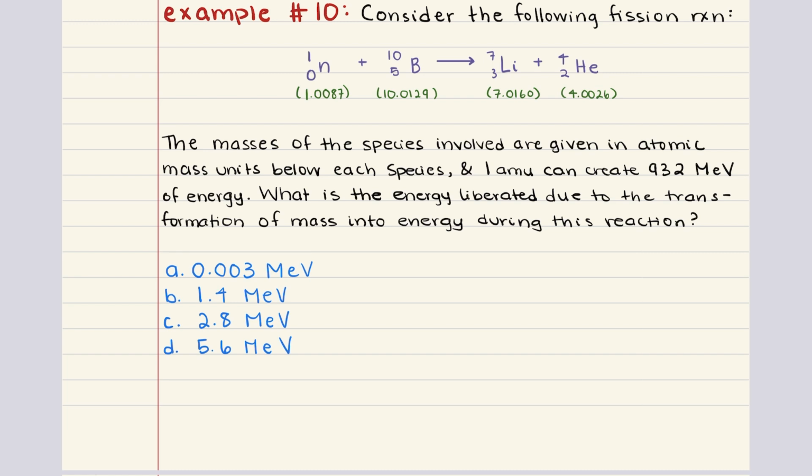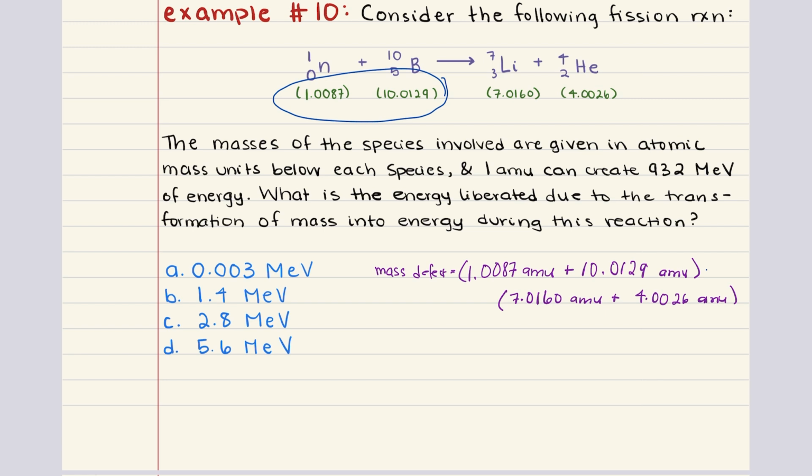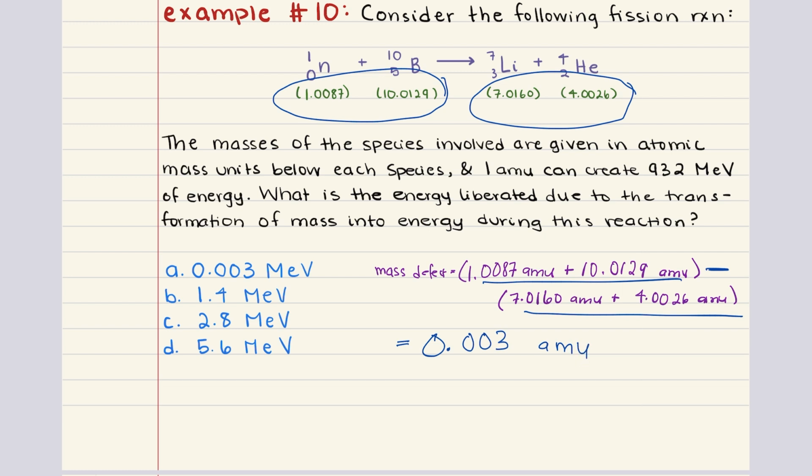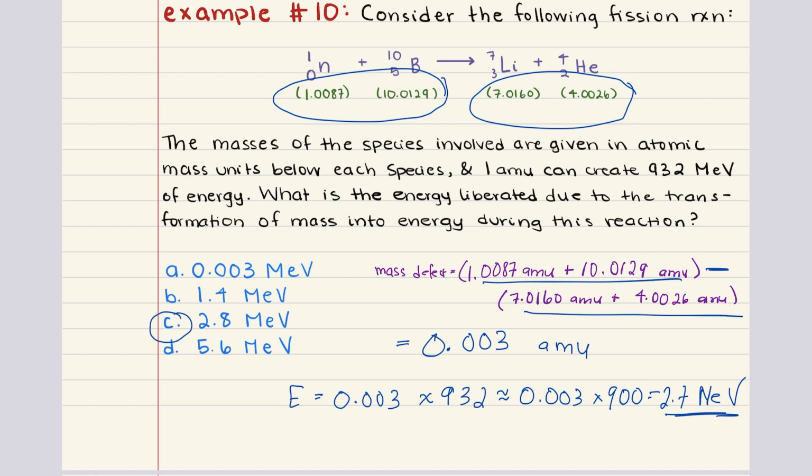We're going to calculate the mass defect, and we're going to do that by summing up the mass of the reactants, by summing up the mass of the products and then taking the difference. When we take the difference, we get a mass defect of 0.003 atomic mass units. To obtain energy from mass, we simply have to multiply by the conversion factor. So the energy here is going to be equal to 0.003 multiplied by 932. This is approximately 0.003 multiplied by 900, and this gives us 2.7 mega electron volts. This value is really close to answer choice C, so the correct answer for problem 10 is C.